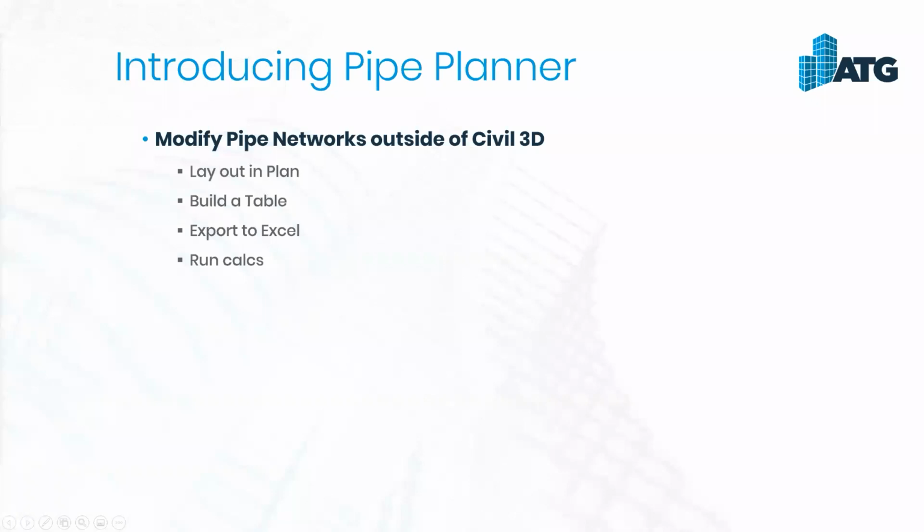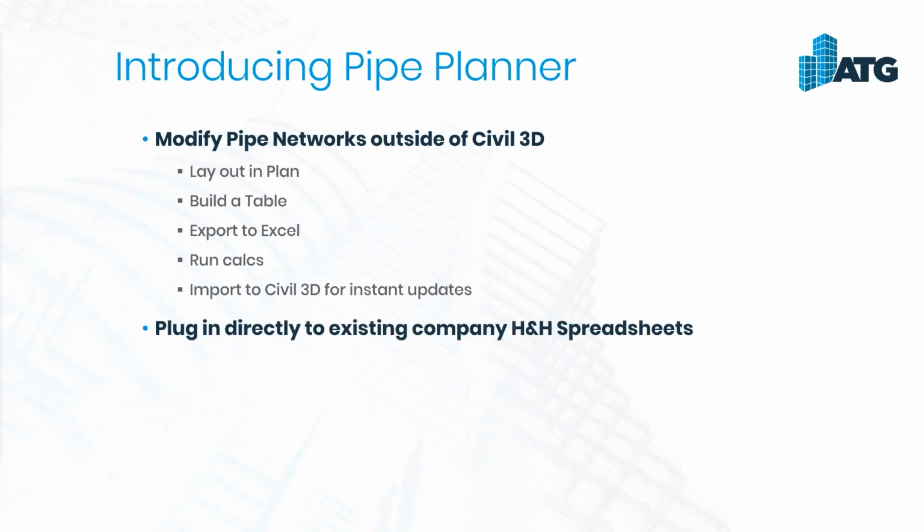It doesn't just have to be inverts, but once we understand what these changes are supposed to be, our spreadsheet has that information. Now we're able to just suck that data right up into Civil 3D, and that process is going to apply those updates that are different between the spreadsheet and the model. This is going to allow us to plug in directly to our company H&H spreadsheets. We can add in custom columns inside of the Pipe Planner toolset, or we could simply spit it out as is and then run some cuts and pastes to migrate things into our spreadsheets.